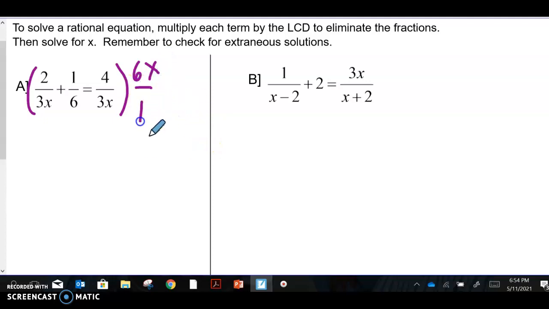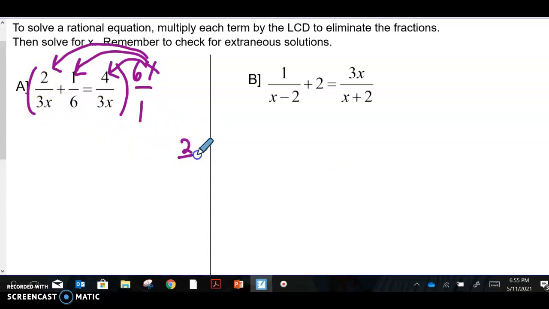6x is my common denominator, and I am going to multiply everything times 6x. I'm going to take 6x times this, 6x times this, 6x times this. You're allowed to do that with an equation as long as you multiply everything by the same number.